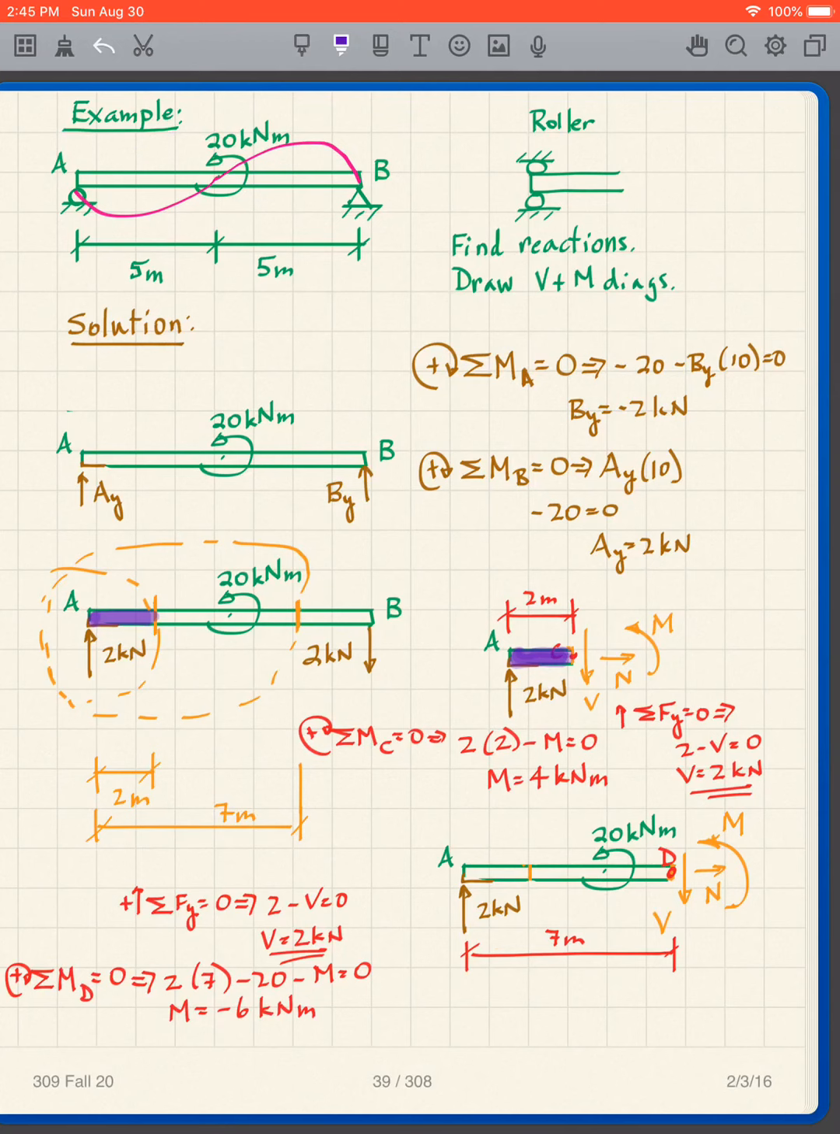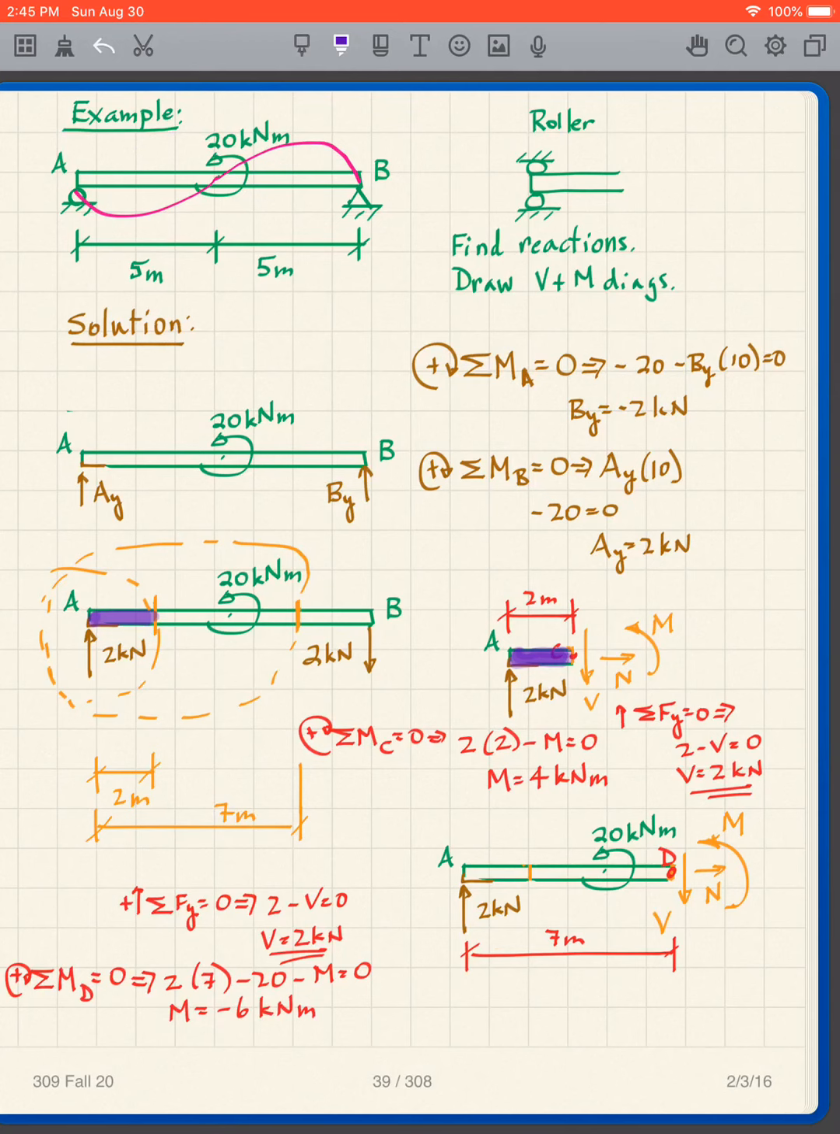Okay, we want to learn what the effect of a concentrated moment is on the shear and bending moment diagrams. So we're going to start with this particular beam with a concentrated 20 kilonewton meter moment at the center.